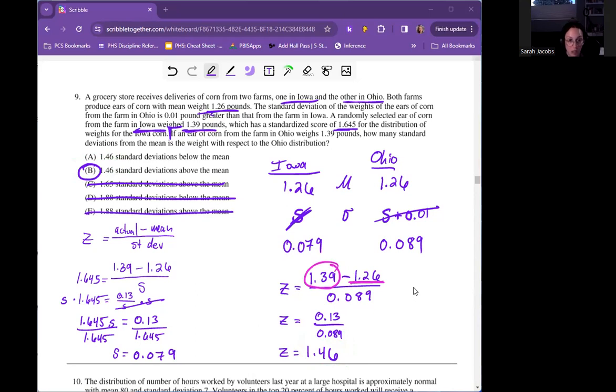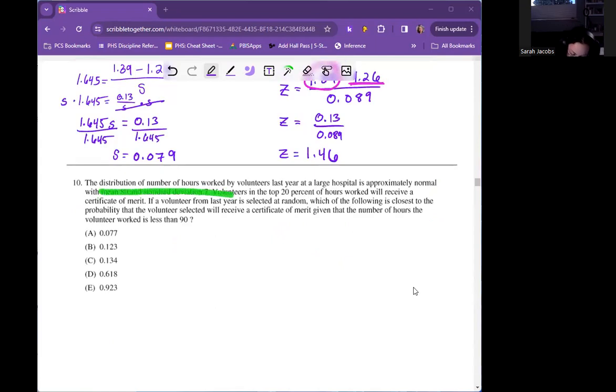Thinking strategically, it might have also been a good idea to just say, oh, this weighs 1.39 pounds, which is greater than 1.26. Looking at my answer choices, let's get rid of everything that says below the mean, because then you can't accidentally get to 1.46 and pick A, which is below. Okay, good.